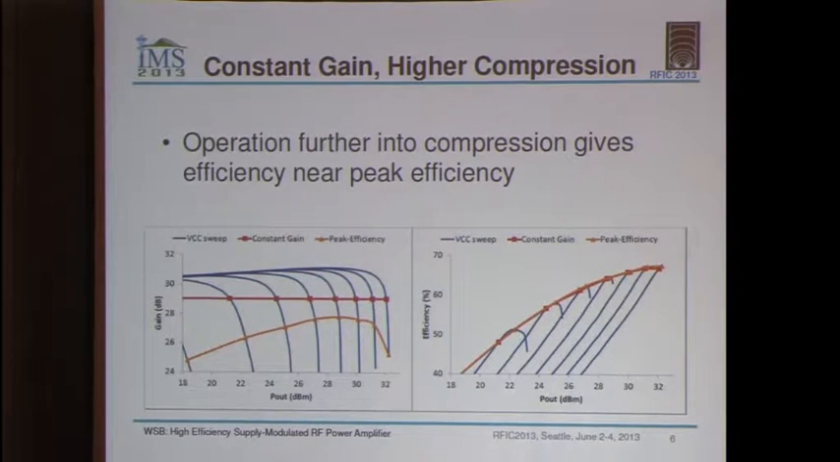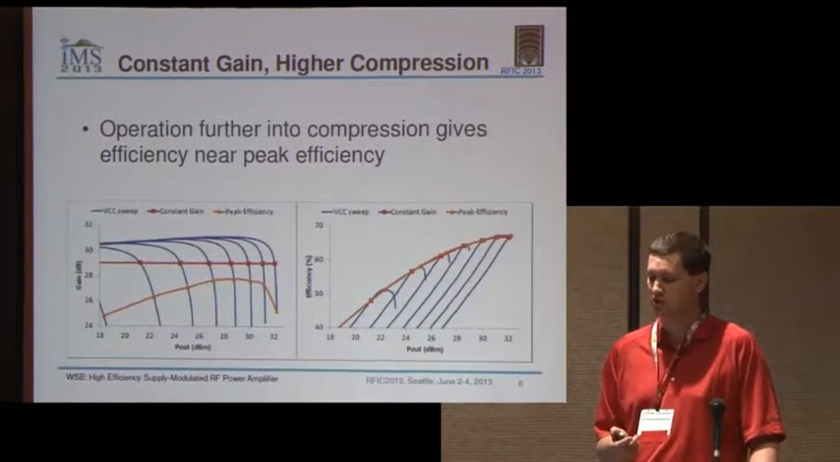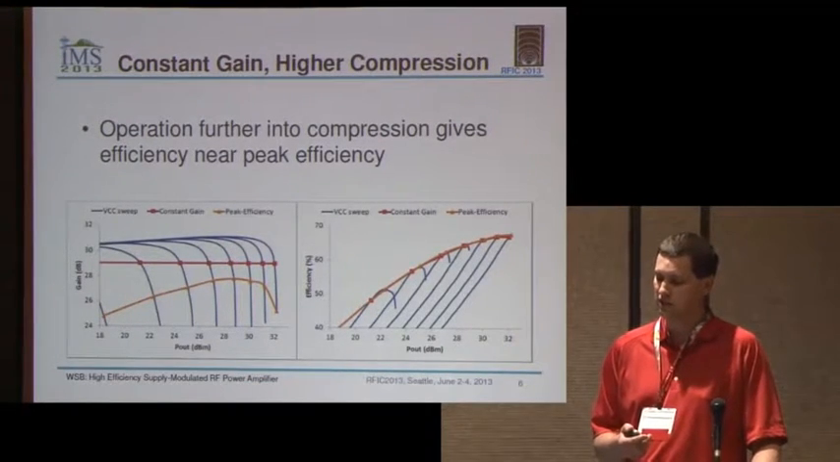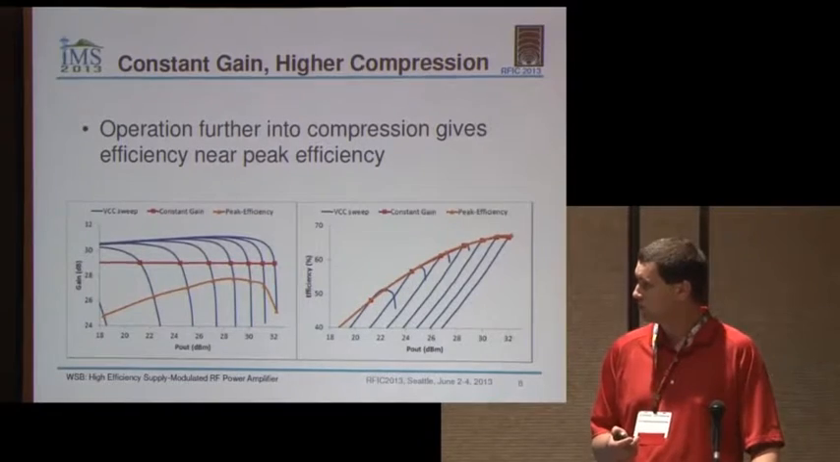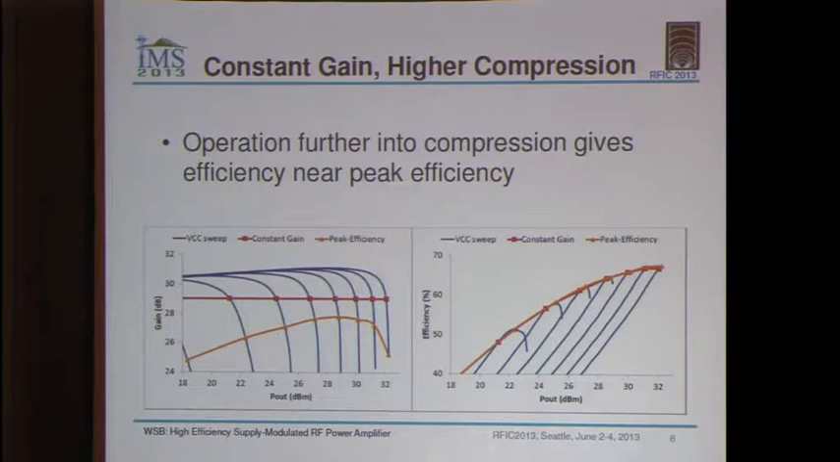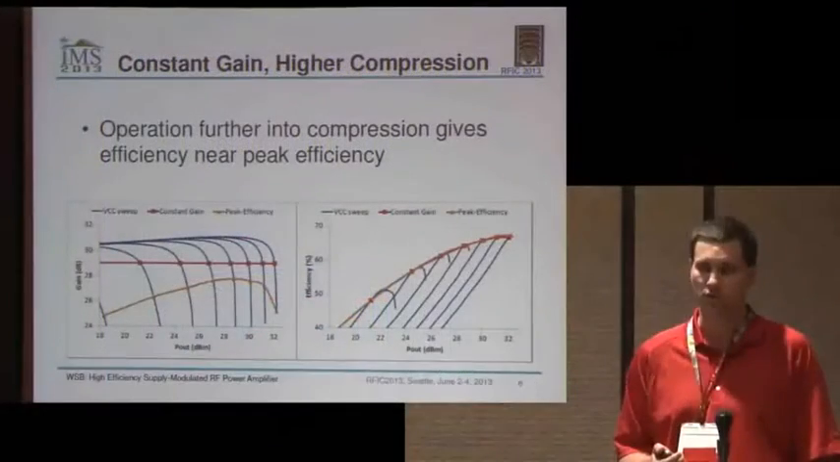But we can choose a different constant gain operating locus of points and get better efficiency with the constant gain approach. On this slide, I've elected to choose the constant gain of approximately 29 dB for the PA. And you can see that the efficiency curve, I'm not sure how well the orange and red show up on the projector, but basically they're right on top of each other or very close to it. So by operating further into compression on the PA gain curves, we were able to get a higher efficiency while still achieving our AM to AM linearization of the constant gain approach.